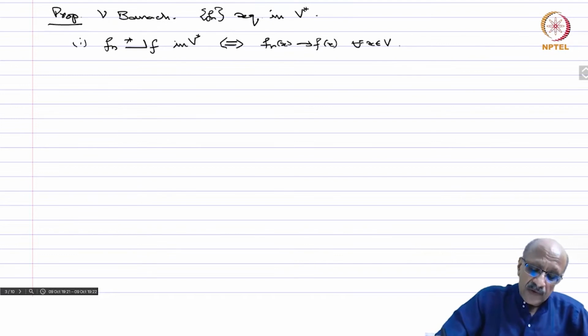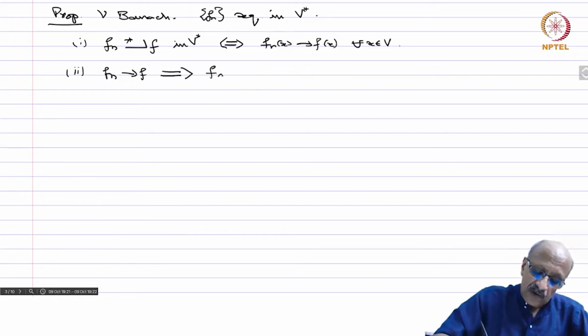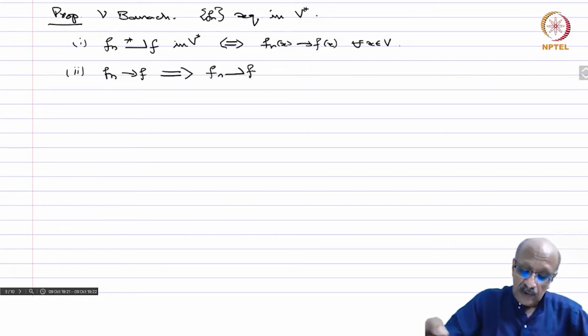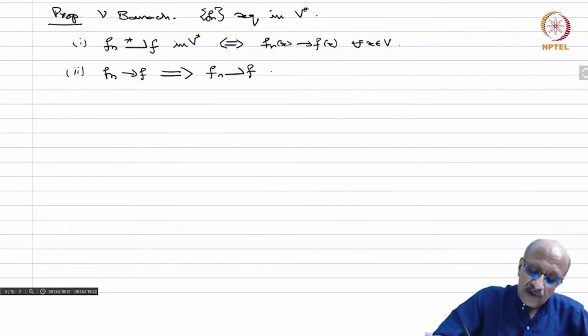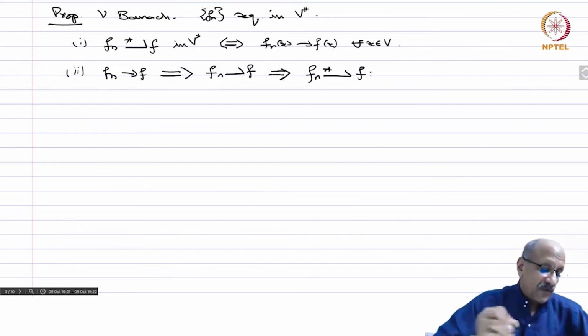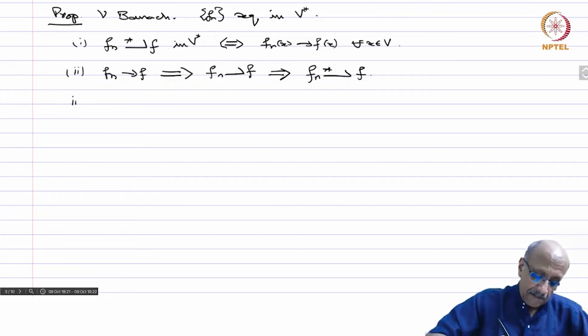One way is obvious, the return, you just look at the pointwise neighborhood system and you will get this. So second, fn converges to f in norm. Obviously we have already seen fn converges to f weakly. That means for all functionals it converges, in particular it converges for all jx's, and therefore this implies that fn weak star converges to f. Okay. 3.